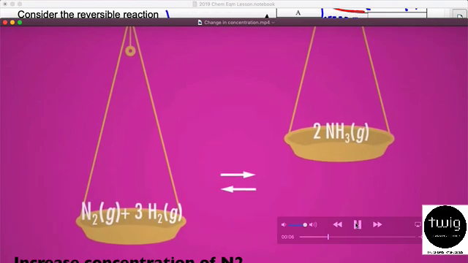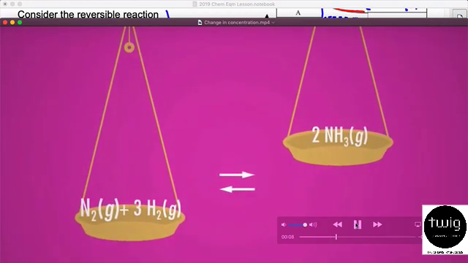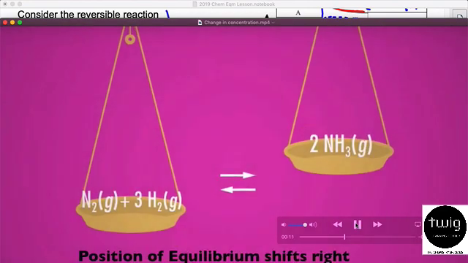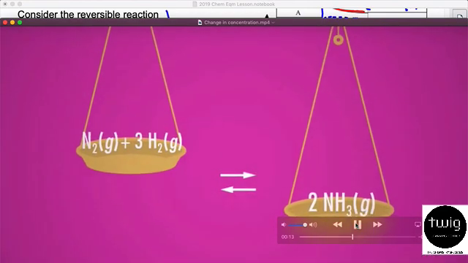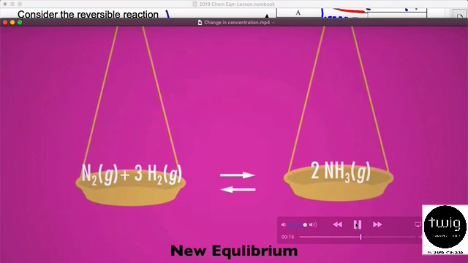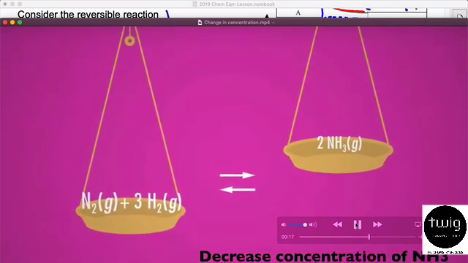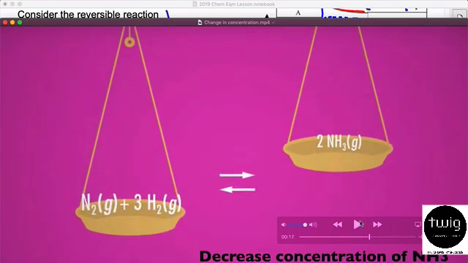So the equilibrium will actually move. Nitrogen and hydrogen will start to react, and then you shift to the right until it reaches a new equilibrium again. Okay, see that? Now I'm going to remove ammonia. I take away ammonia.